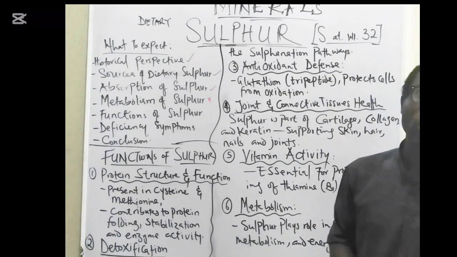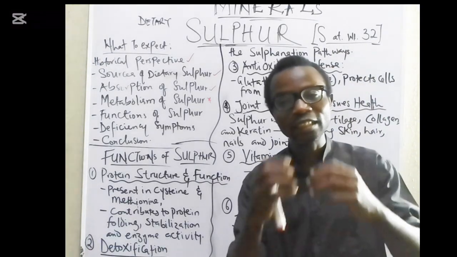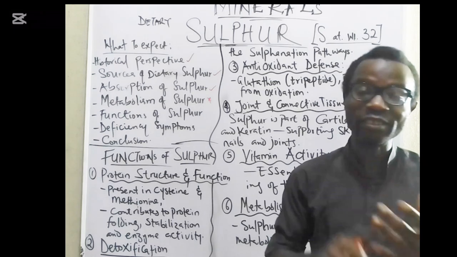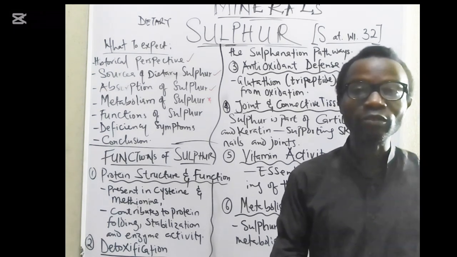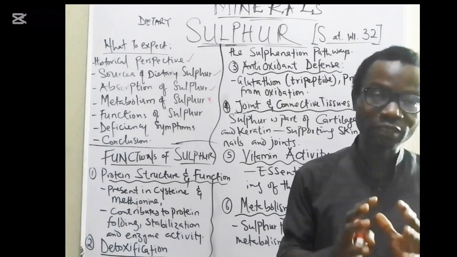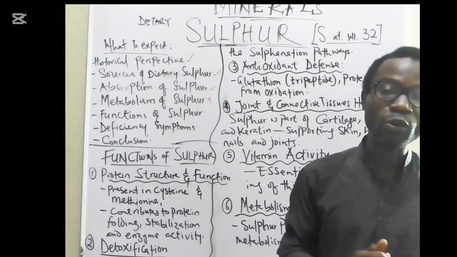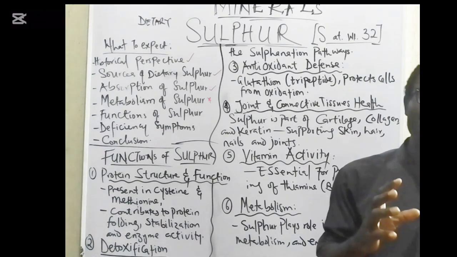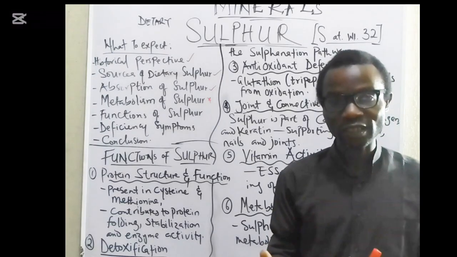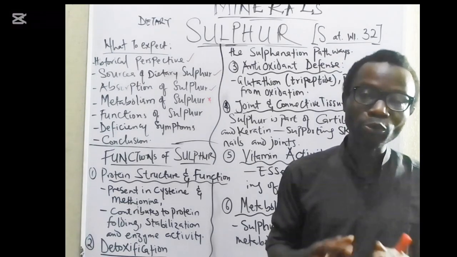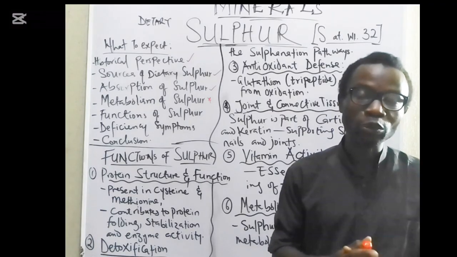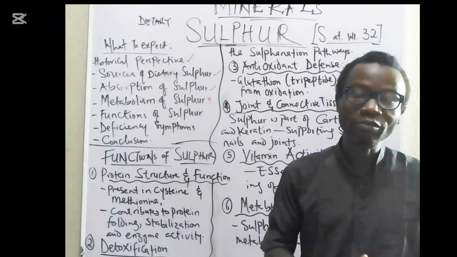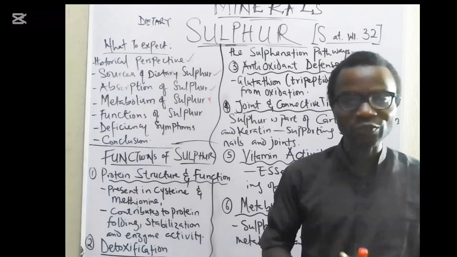Now sulfur we're going to see is a very essential part of the essential amino acids cysteine and methionine, and it also forms part of glutathione, which is very important for keeping the health of the cells. That is, it's an antioxidant. It's also a very important component part of biotin and thiamine, which are very important vitamins. But let's go straight into it.